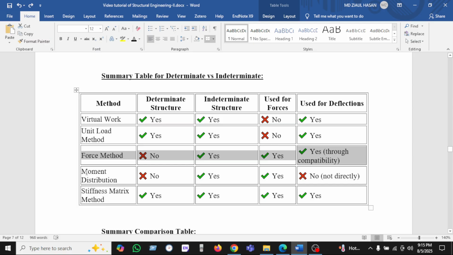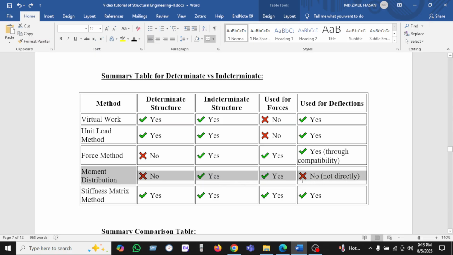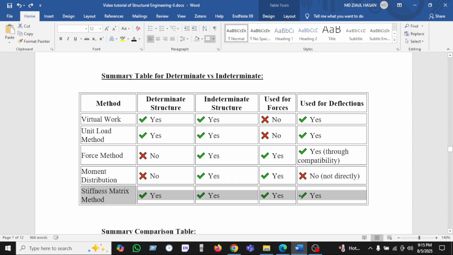And then we can see another, the moment distribution method, which is also very important. Here we can analyze indeterminate structures. It is used for calculating forces, but it is not used for deflection. And the last one we can see is the stiffness matrix method. It is very important because it is used for computer programming. So we can analyze determinate and indeterminate structures both, and it is used for both force and deflection.